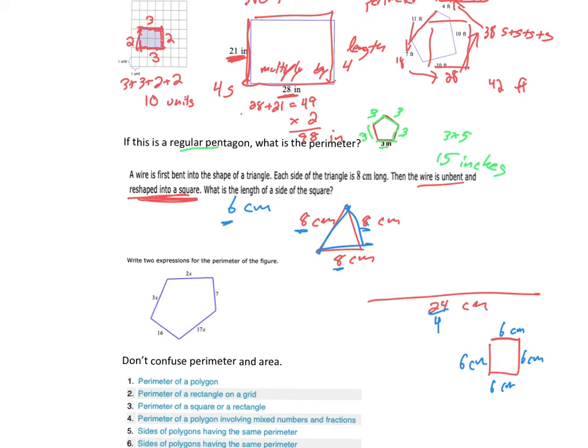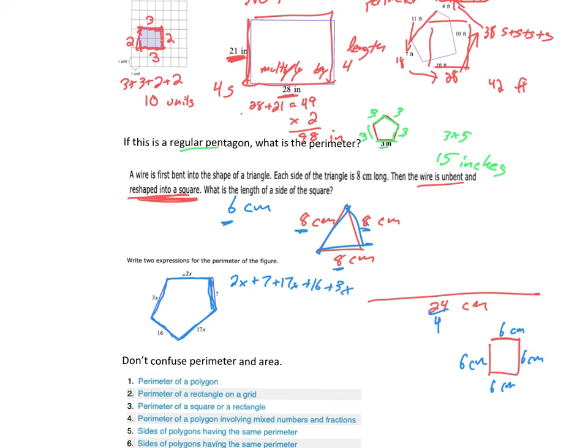All right, this next one's a little different thinking. You got to think algebraically here. Write 2 expressions for the perimeter of this figure. So now I have 2x plus 7. I can't add 2x plus 7 plus 17x. I could add 17x and 2x plus 16 plus 3x. Okay, so I'm going to add up all this. I'm going to write it like this. 2x plus 7 plus 17x plus 16 plus 3x.